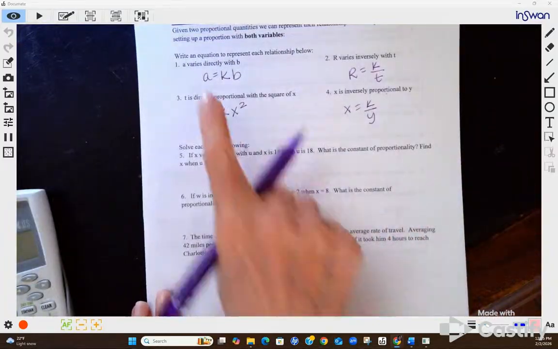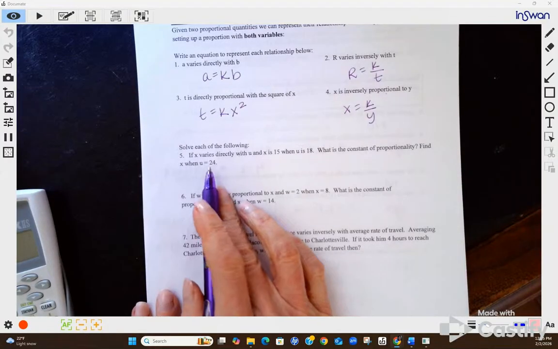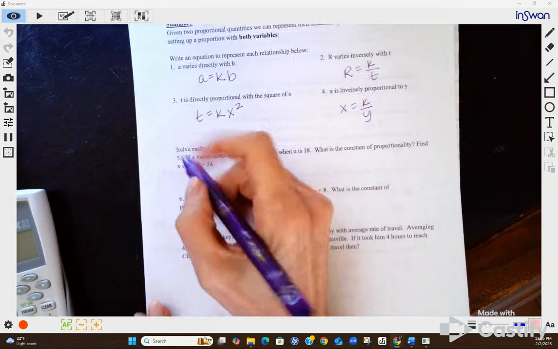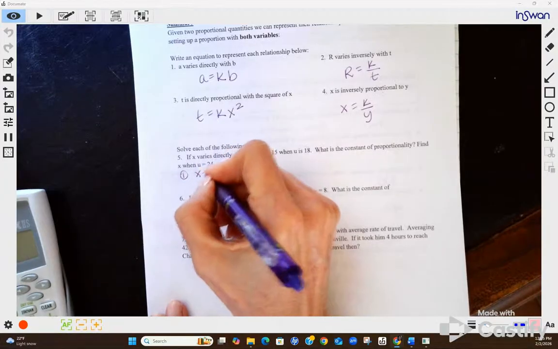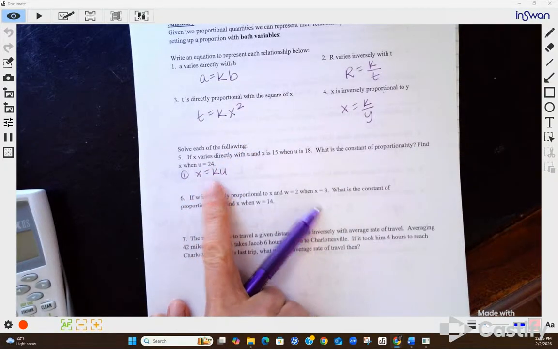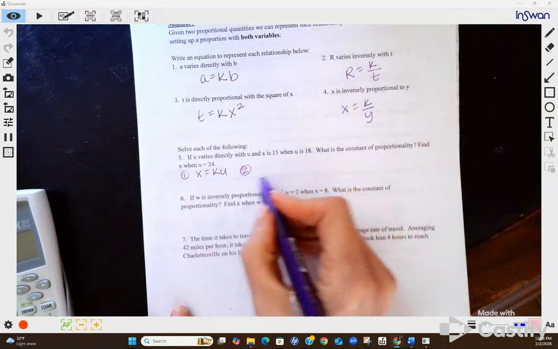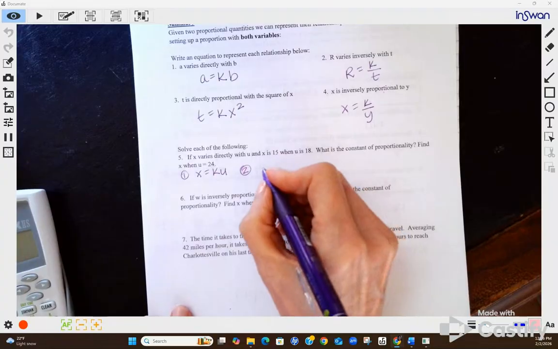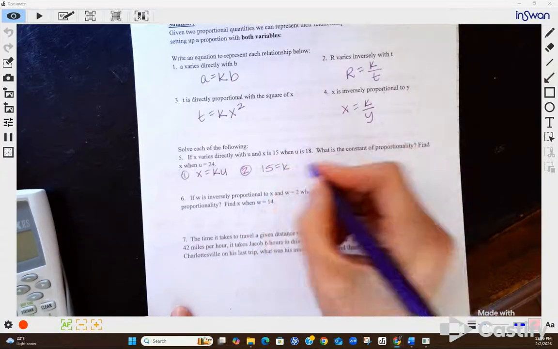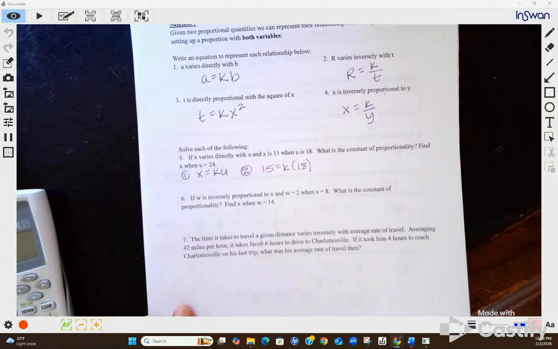All right, so what if I'm actually trying to solve a problem? You have to start by being able to set it up. So it says X varies directly with U. So let's start with that. X varies directly with U. Then they're going to give us information for X and U so we can find K. So it's going to say X is 15 when U is 18. That's going to allow us to find the constant of proportionality.